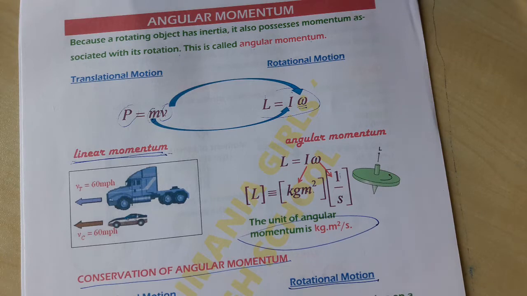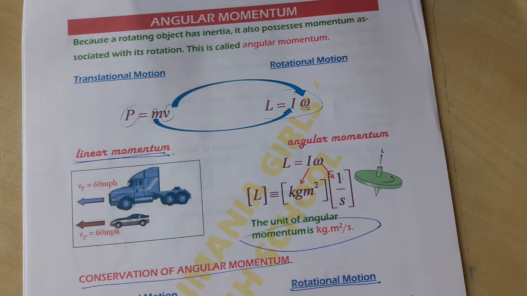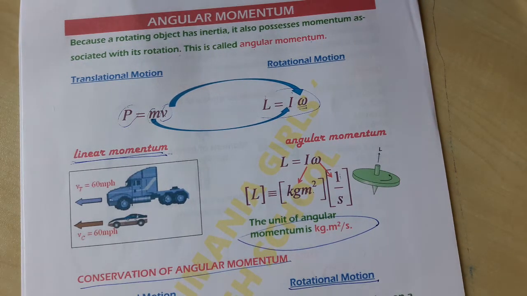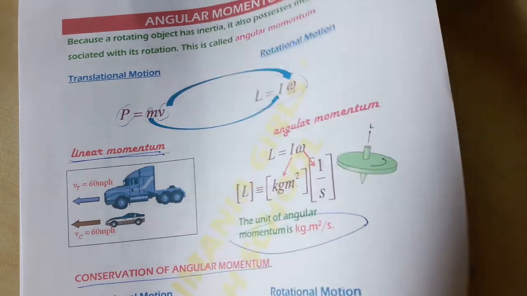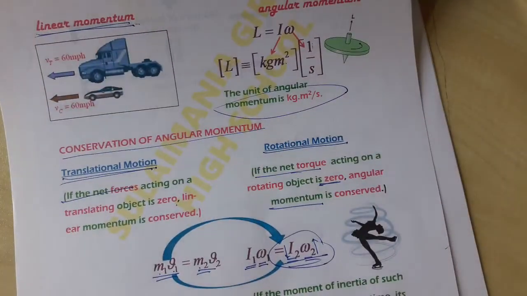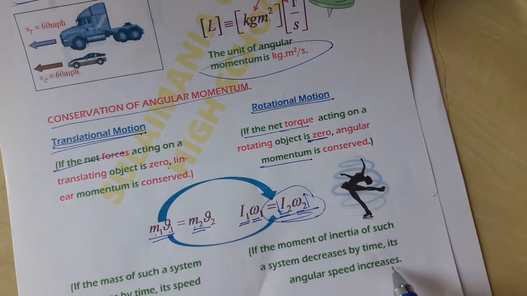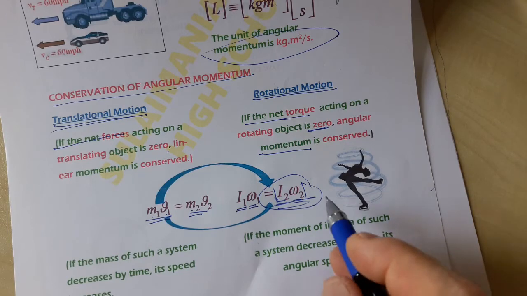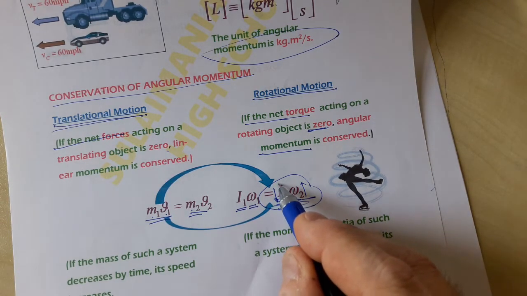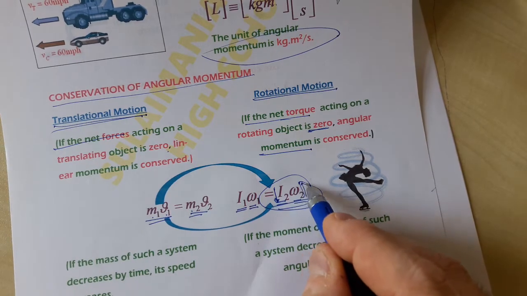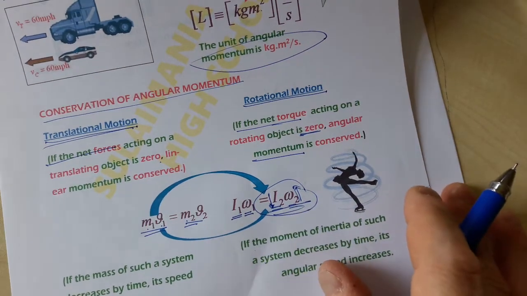For example, take a spinning ice skating woman. When she starts to spin around her axis and decreases the moment of inertia of her body, she starts to spin faster because the total angular momentum of the body is conserved. So if the moment of inertia of such a system decreases, its angular speed increases. Once again, let me repeat: if the moment of inertia decreases, the angular speed of the system increases.